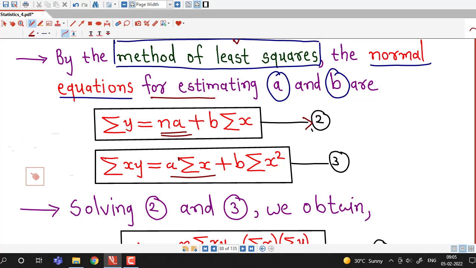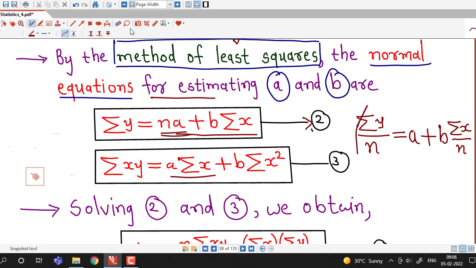We divide both sides of equation 2 by n. On the left hand side I have sigma y divided by n. Here I divide by n, so n into a divided by n is a, plus b times sigma x divided by n. So we can see this is the sum of all y values divided by the total number of values, so this is nothing but the mean of y.